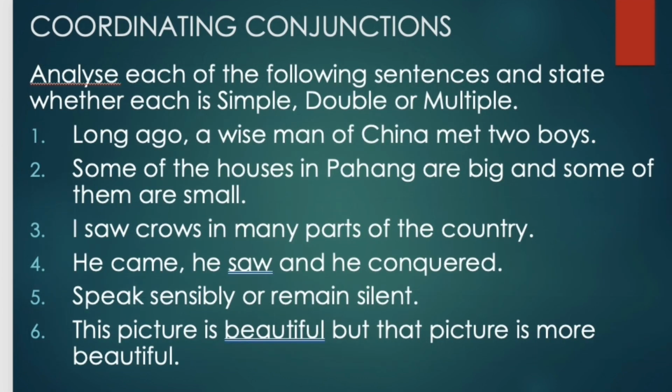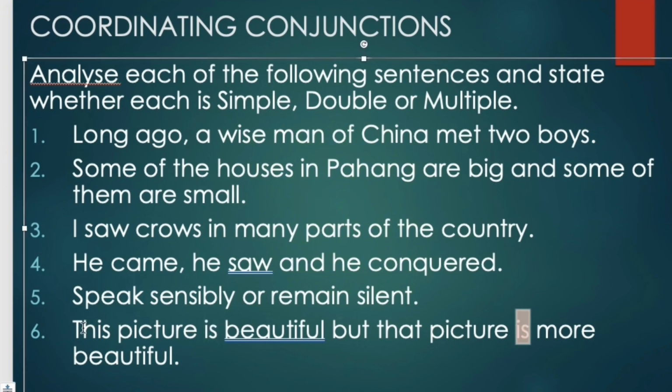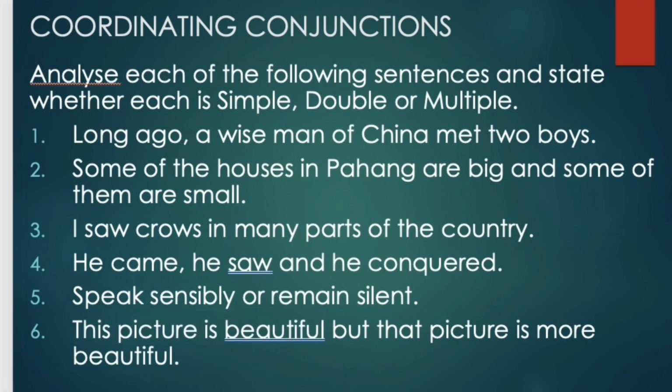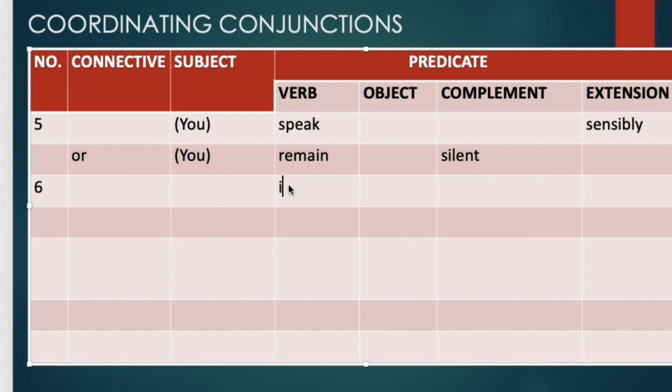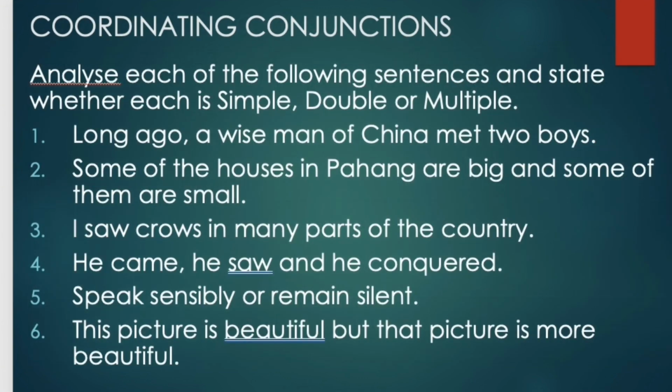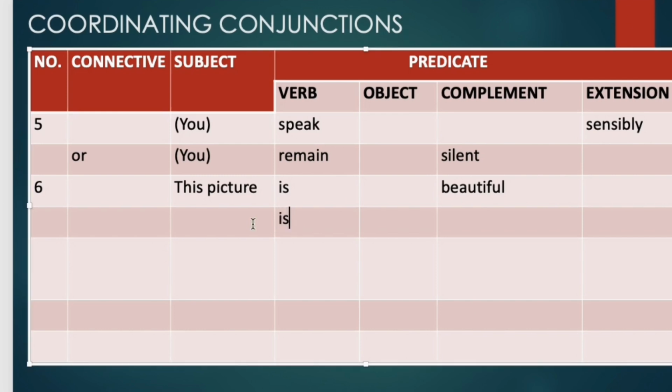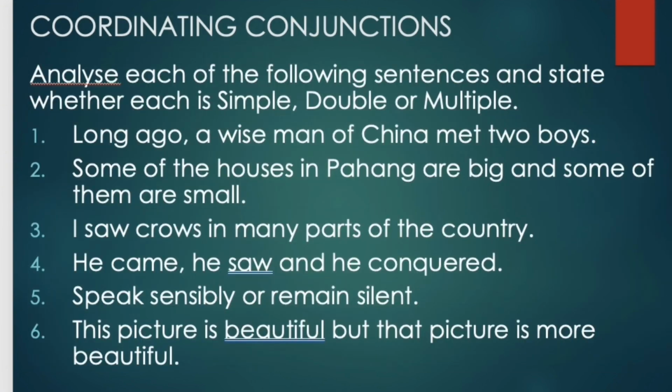Sentence 6. This picture is beautiful, but that picture is more beautiful. So again we see there are two verbs here: is. So let's take the first simple sentence. This picture is beautiful. Is the verb. Subject, this picture. Beautiful is the complement, as it's an adjective describing this picture. That picture is more beautiful is the second simple sentence. Is the verb. Subject, that picture. More beautiful is the complement, as it is an adjective describing that picture. And both are combined together into one sentence using the coordinating conjunction but.